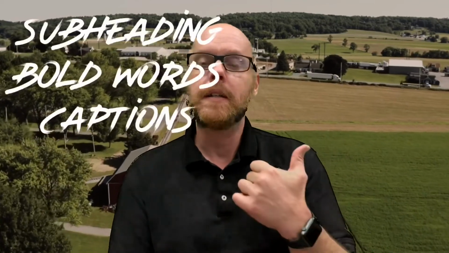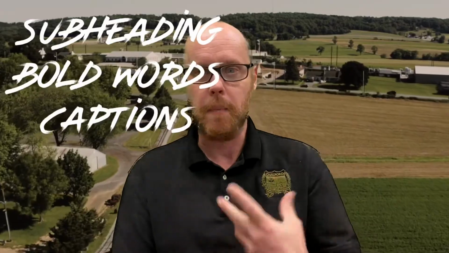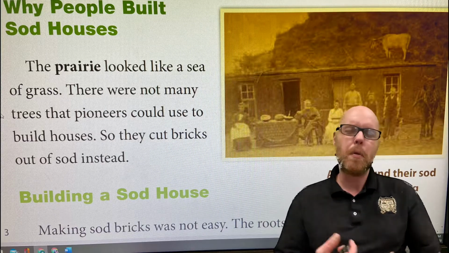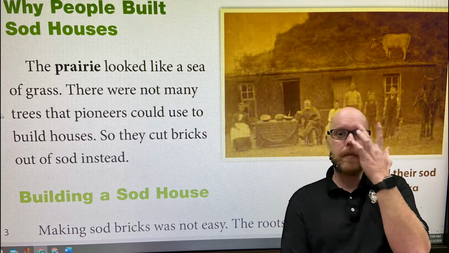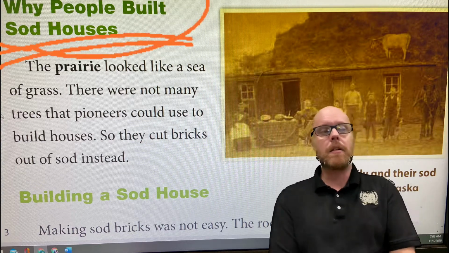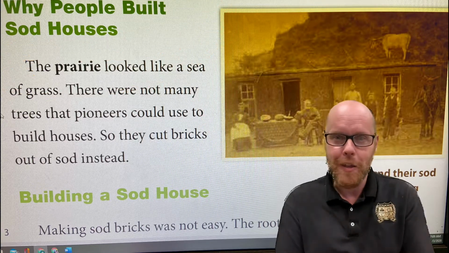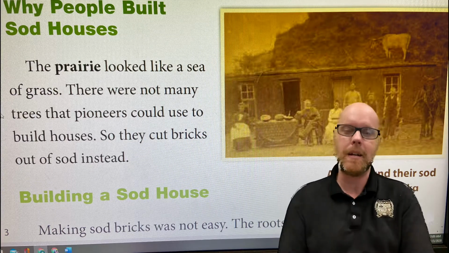So in ELA, the text features that we're talking about are the subheadings, the bolded words, and the captions for the pictures. Now, if we take a look at the screen behind me, you'll notice that this is part of the story that we're going to read shortly. If we look right here, you will see these are the subheadings. These will tell you what the text is going to be about. It's a lot like a title of the story.